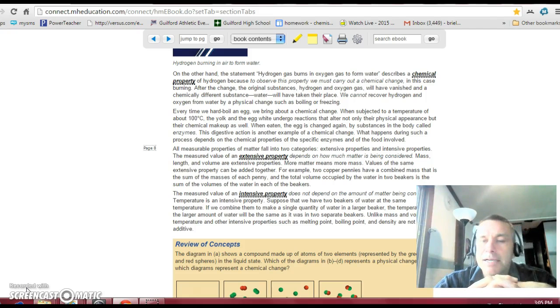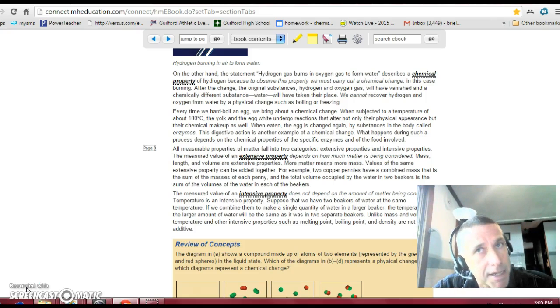Now notice those are the hydrogen molecules and the oxygen molecules. The hydrogen has not vanished, it has rearranged itself to form a new substance known as water that contains those atoms. We cannot recover hydrogen and oxygen from water by a physical change such as boiling or freezing. You're making something new. It's oftentimes thought of as a destructive process. For example, if you want to analyze something using a chemical method, well, you're going to lose it. If you want to analyze something using a physical method, you're usually better off because it does not destroy your sample.